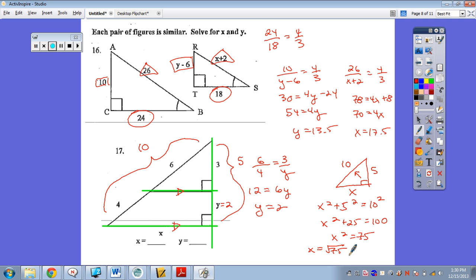But from here on out, you shouldn't be leaving your answer in terms of a square root if it can still be simplified. The square root of 75 can be written as the square root of 25 times the square root of 3. This is the highest perfect square that goes into 75. The square root of 25 is 5. So your answer in simplest form is 5 square root 3 for x.